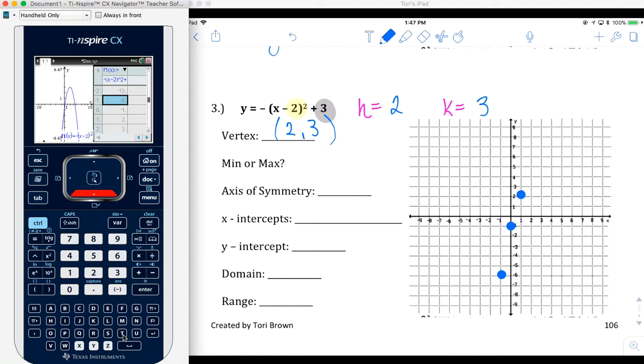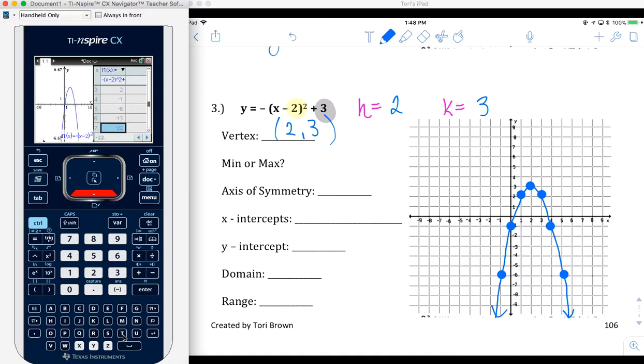1, comma 2. 2, comma 3. And then I think it's going to go right back down. Yeah, 3, comma 2. 4, -1. And 5, -6. Again, I'm copying all these numbers right out of my table. I'm not making them up. I'm pulling the numbers that fit, putting them right on the graph.